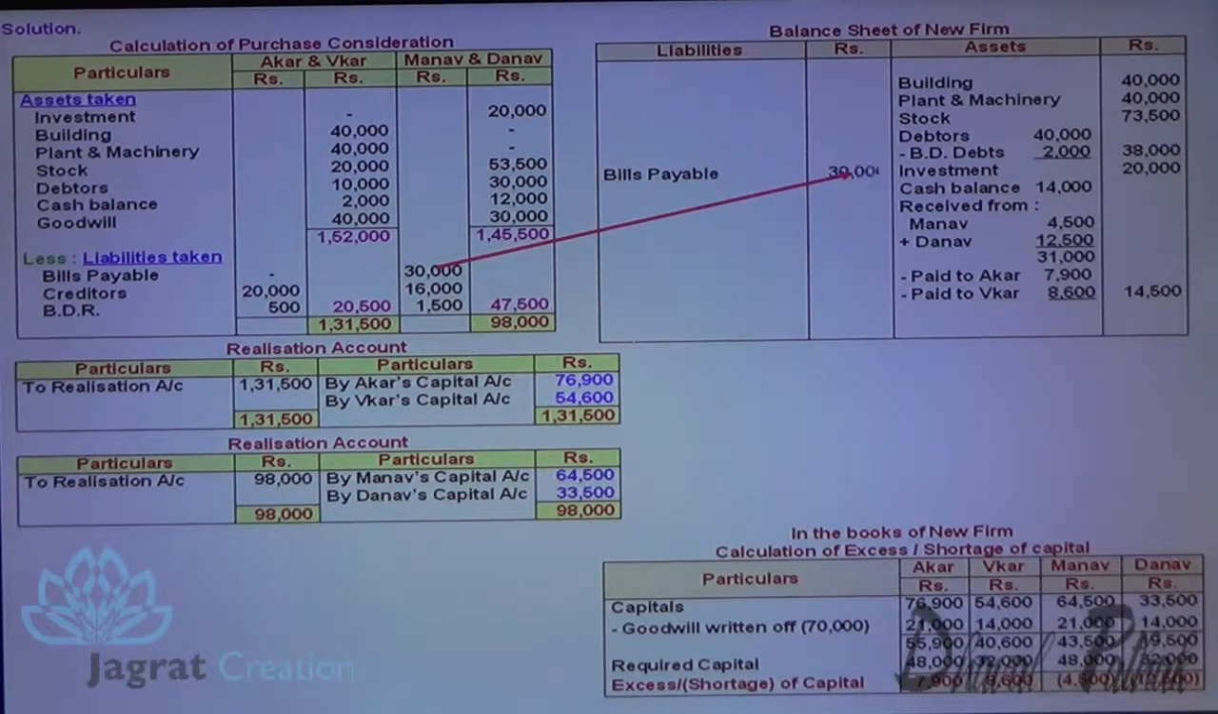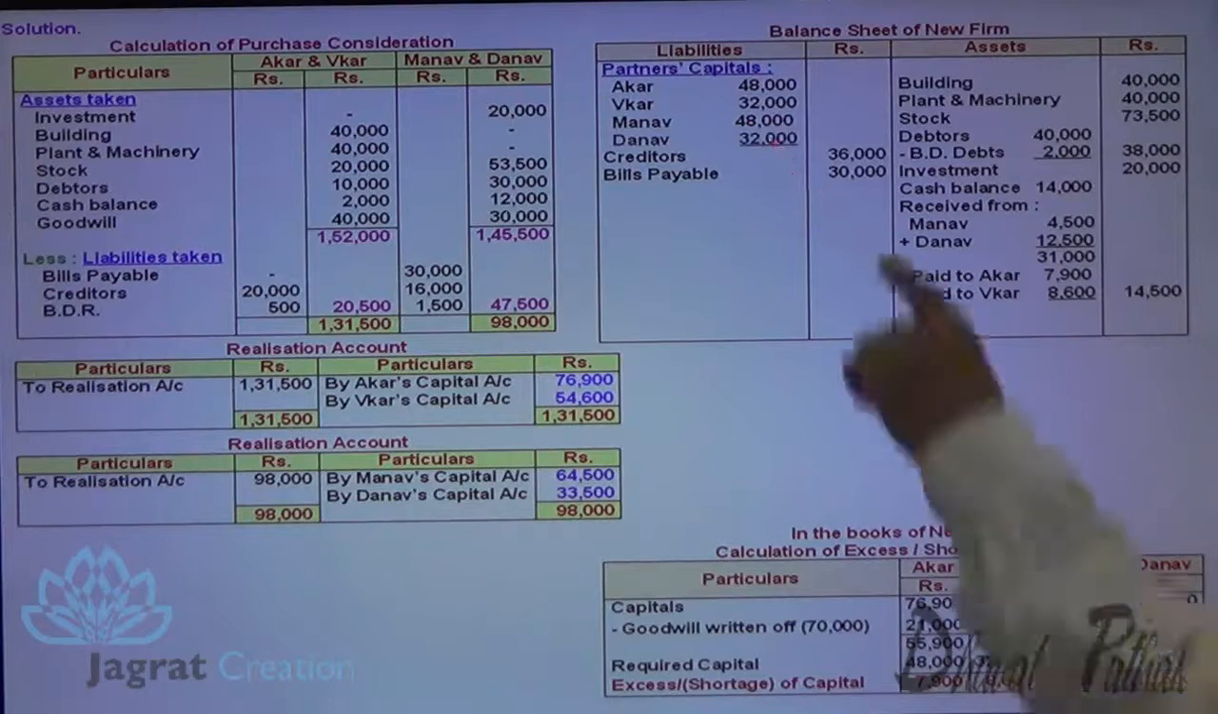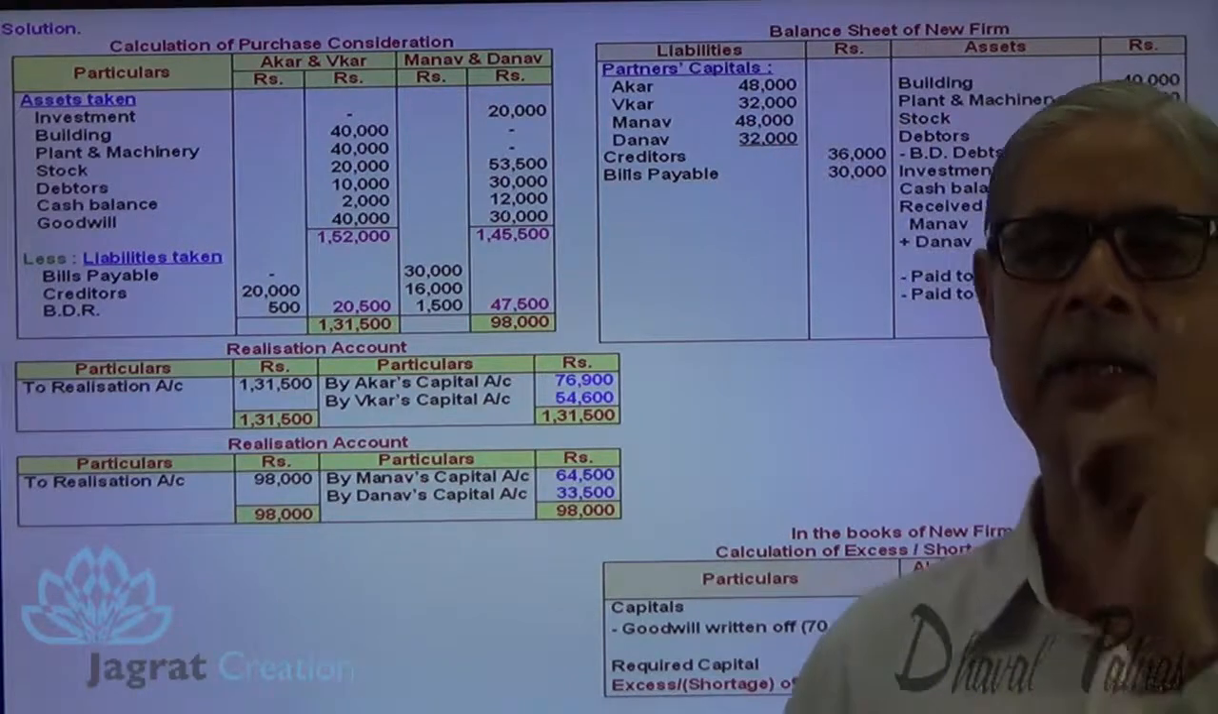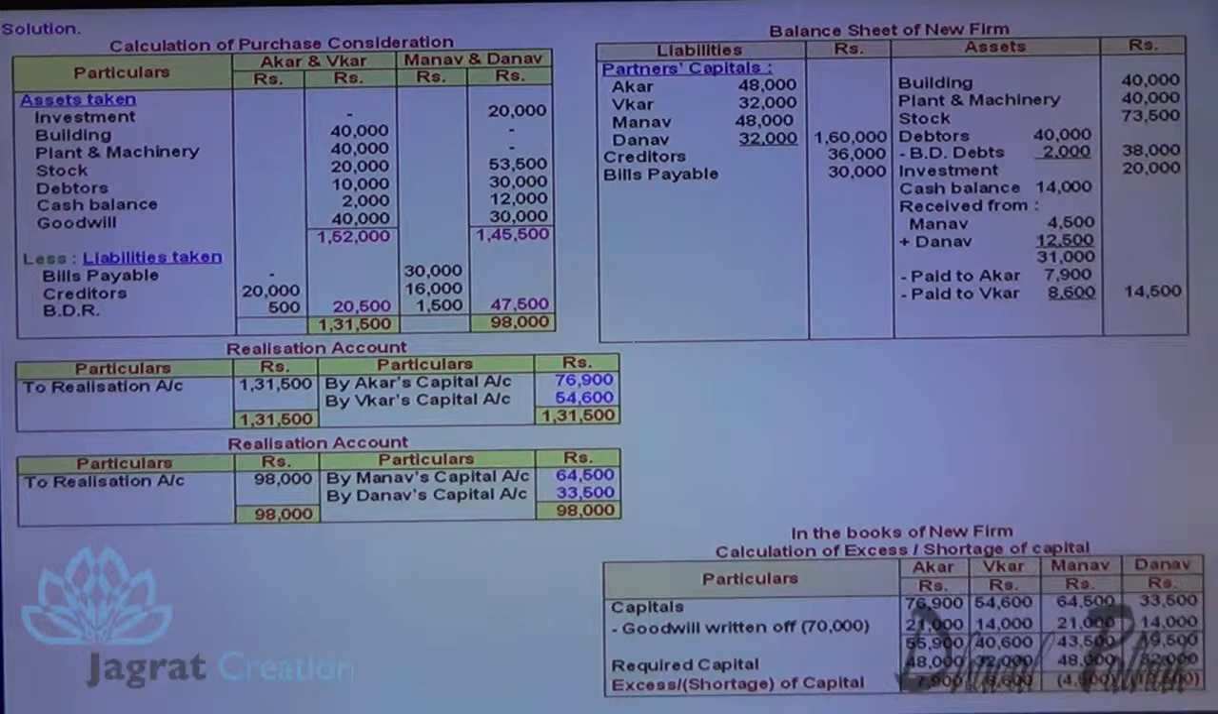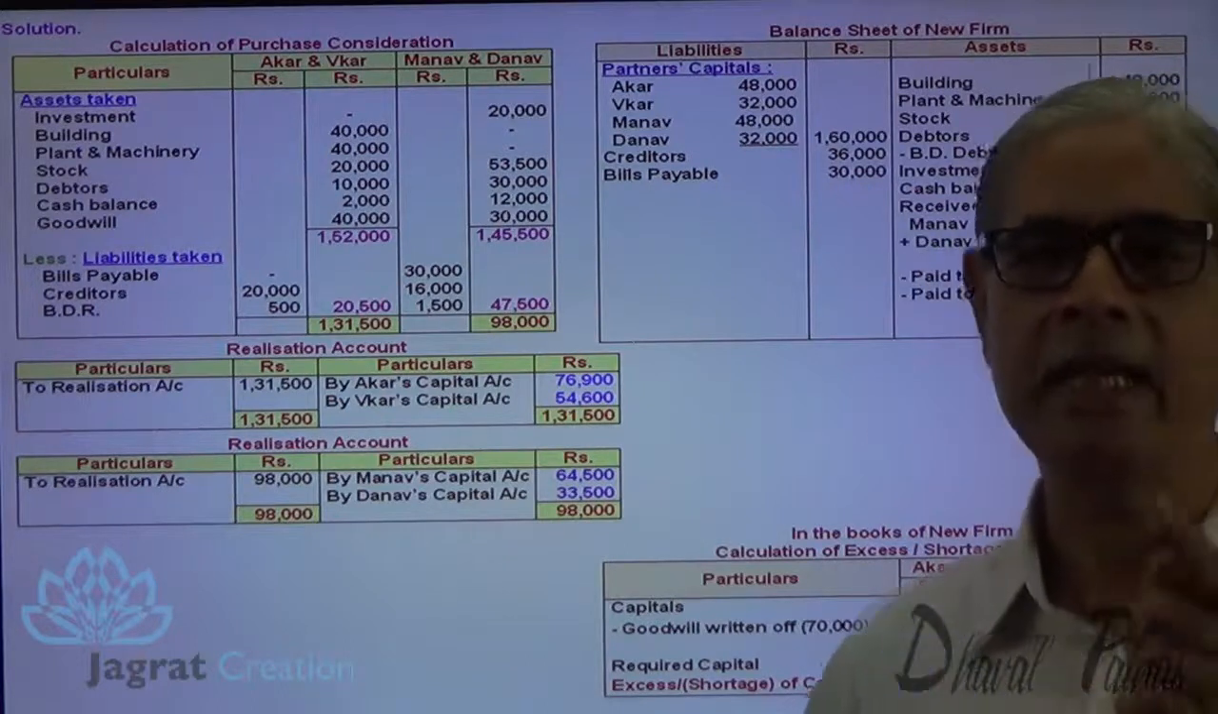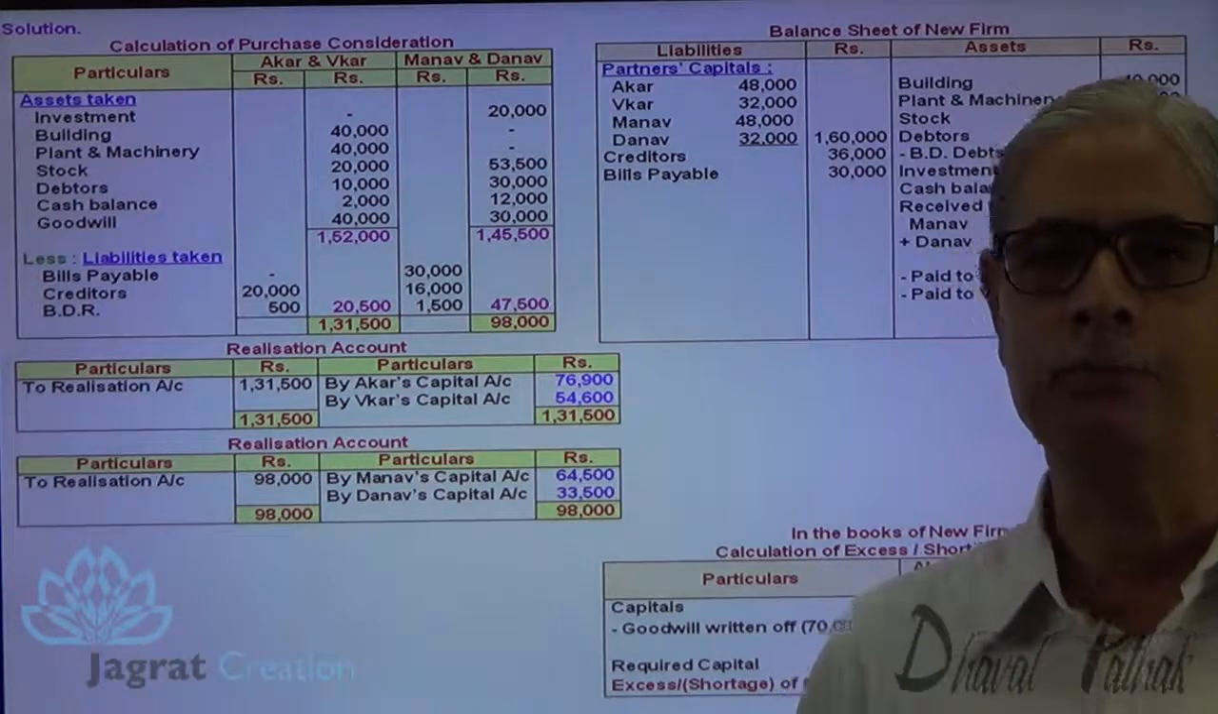Then comes bills payable on the liability side. Total of creditors will appear on the balance sheet liability side. Bad debt is already recorded. Now the capital balance is to be recorded as required to be maintained. Akar 48,000, Vakar 32,000, Manav 48,000, Danav 32,000. This is the capital required to be maintained. They maintain the capital in the profit sharing ratio, and the total 1,60,000 is as agreed by the partners to be maintained in the new firm.